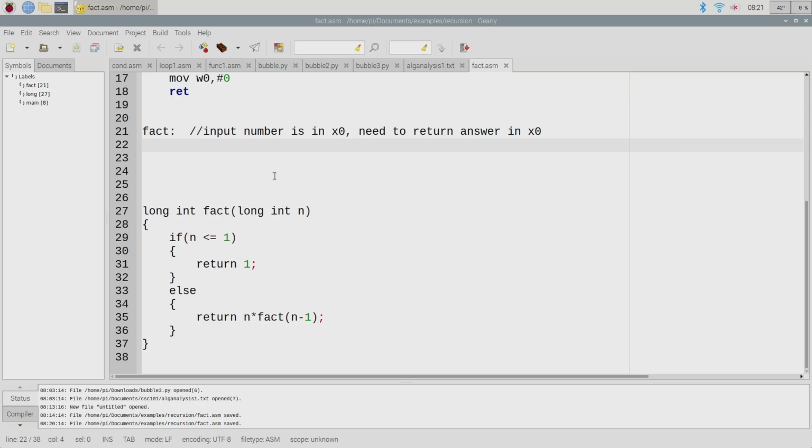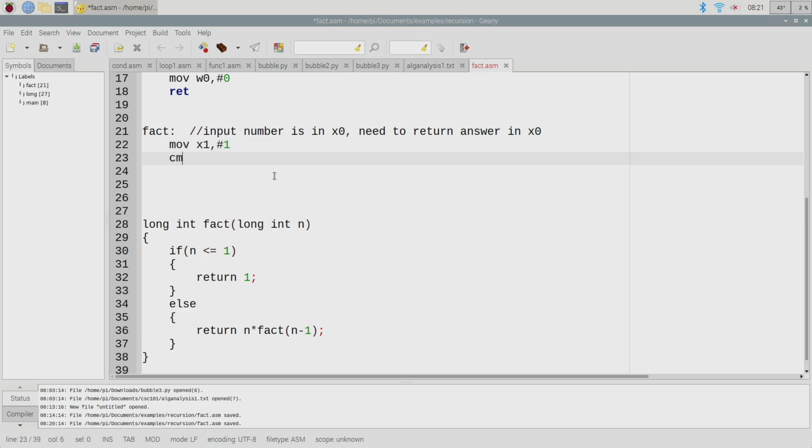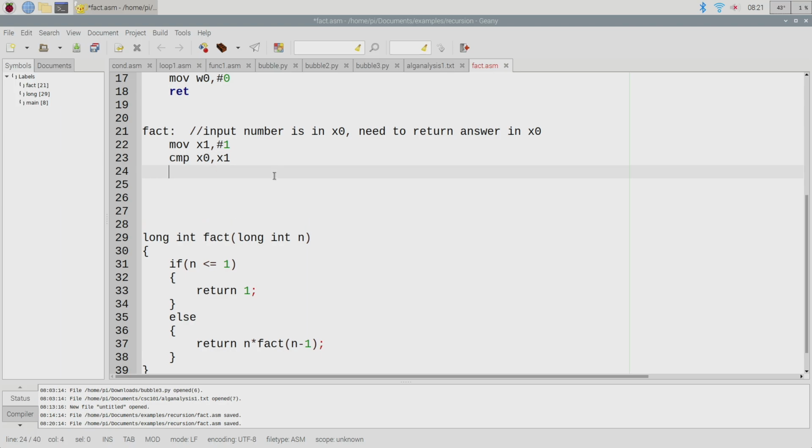Well, okay, yeah, but let me actually put that in a register. So let's move x1, the number 1, and then let's compare x0 and x1. Now, in which situation should we continue, and in which situation should we just quit because we have the base case?